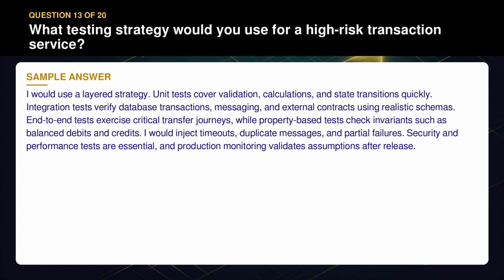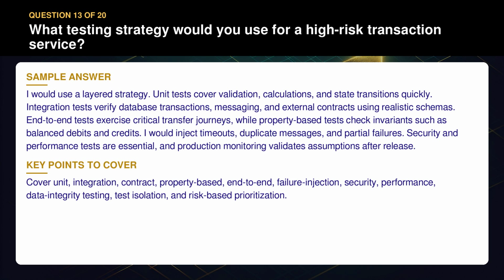Integration tests verify database transactions, messaging, and external contracts using realistic schemas. End-to-end tests exercise critical transfer journeys, while property-based tests check invariants such as balanced debits and credits. I would inject timeouts, duplicate messages, and partial failures. Security and performance tests are essential, and production monitoring validates assumptions after release. Cover unit, integration, contract, property-based, end-to-end, failure injection, security, performance, data integrity testing, test isolation, and risk-based prioritization.